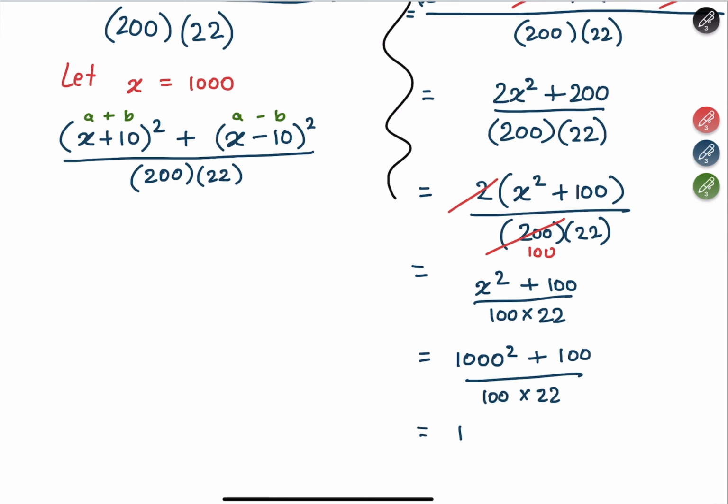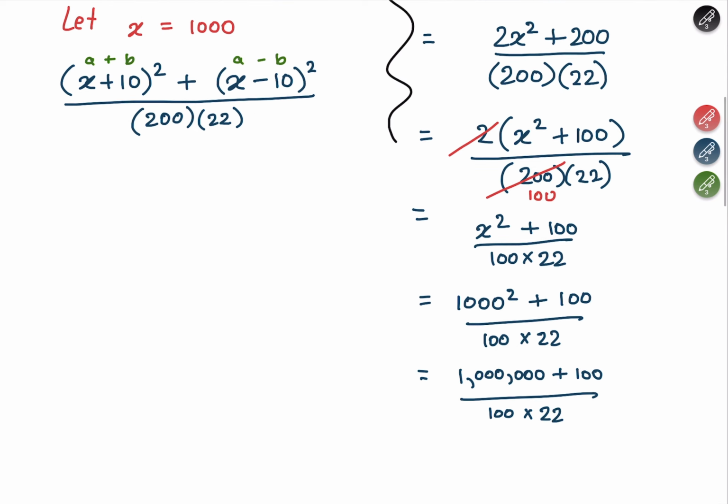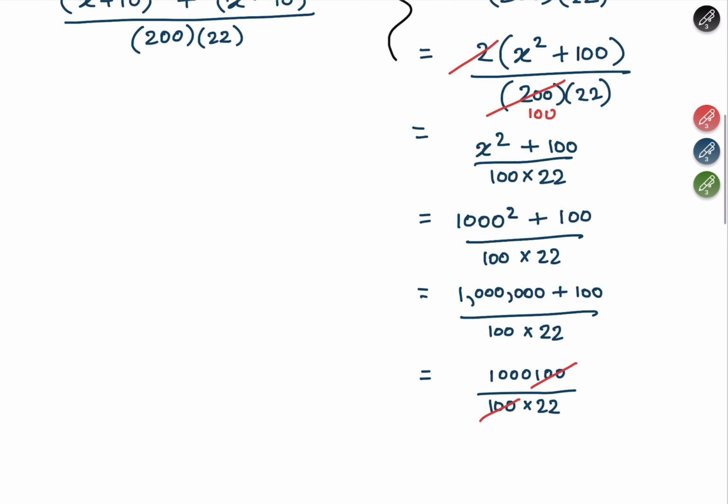That would give us 1 followed by 6 zeros, so that would be 1,000,000 plus 100 divided by 100 times 22. Now, we're going to add these two. So 1,000,000 plus 100 would give us 1,000,100 divided by 100 times 22. Now, 2 of these zeros will cancel out, and that will leave us with an answer of 10,001 divided by 22. So that is our final answer.